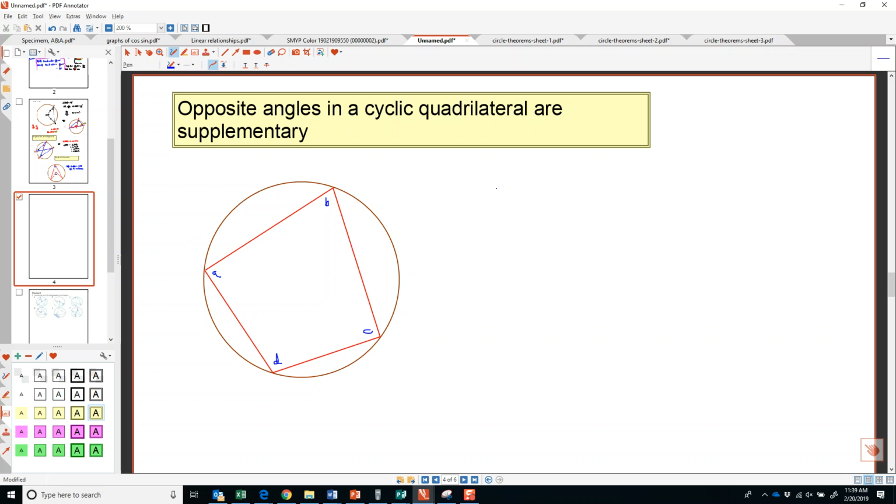Which two add up to 180 in this? Alright, so we can just put A plus C is equal to 180 and B plus D is also equal to 180 degrees.